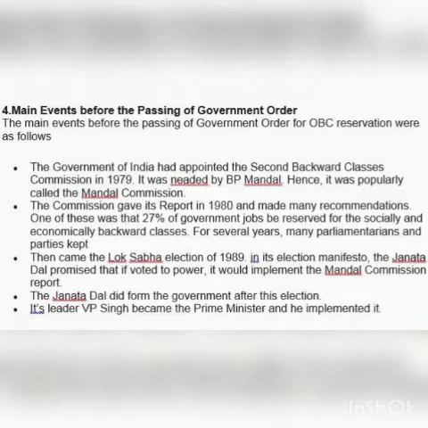For several years, many parliamentarians and parties kept demanding its implementation. Then came the Lok Sabha election of 1989, and in its election manifesto, the Janata Dal promised that if voted to power, it would implement the Mandal Commission report. The Janata Dal did form the government after this election. Its leader V.P. Singh became the Prime Minister and he implemented it.